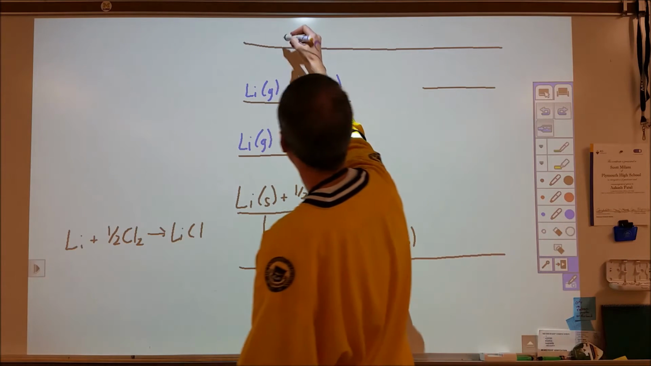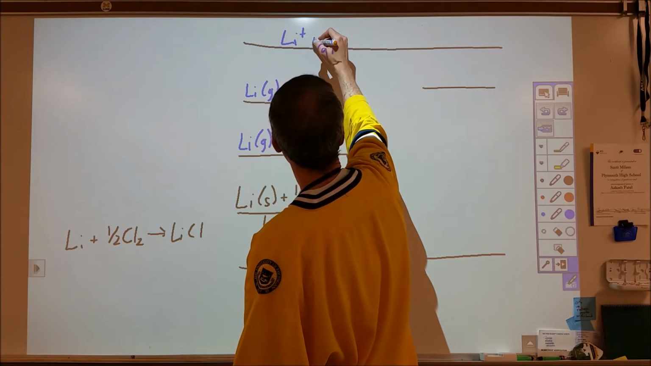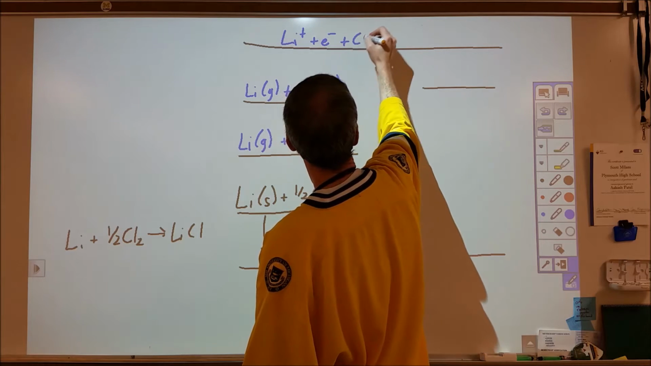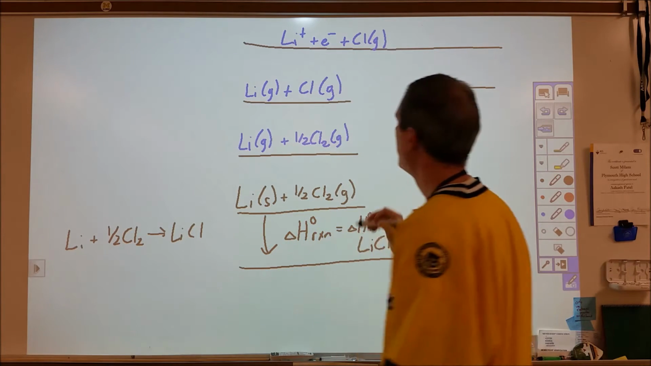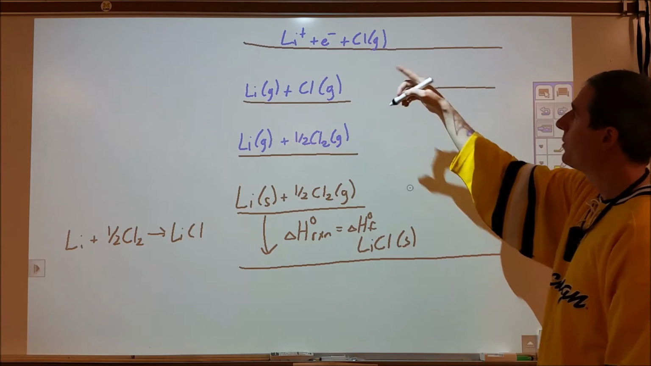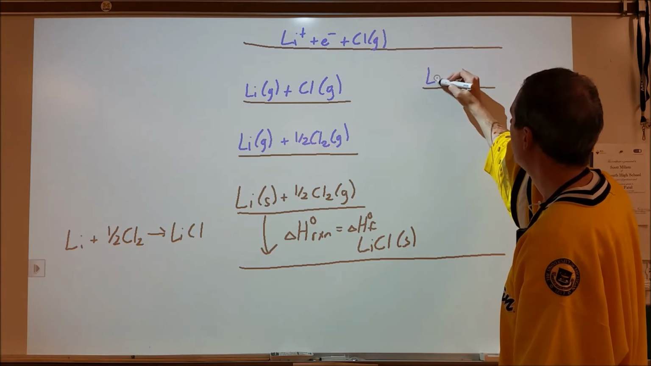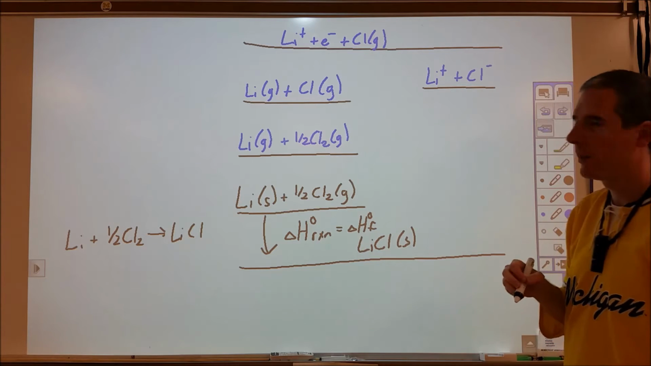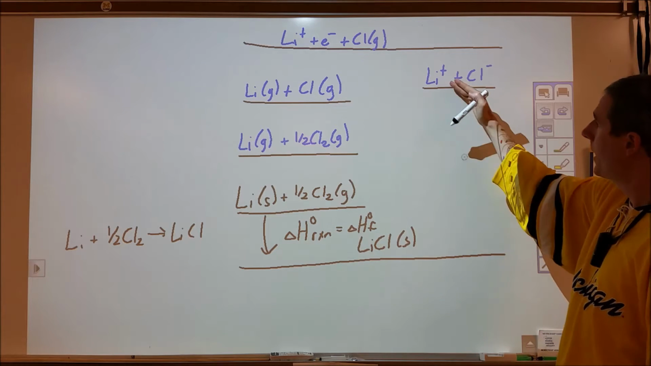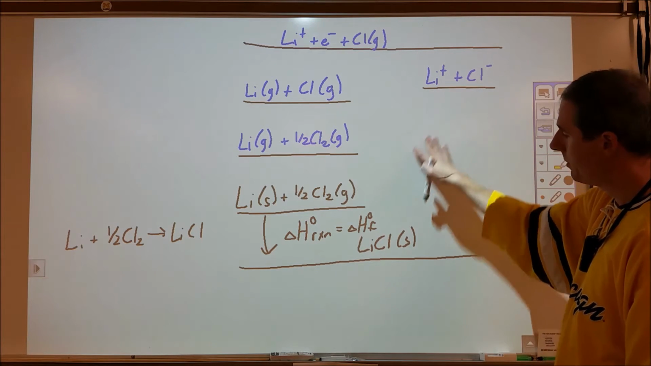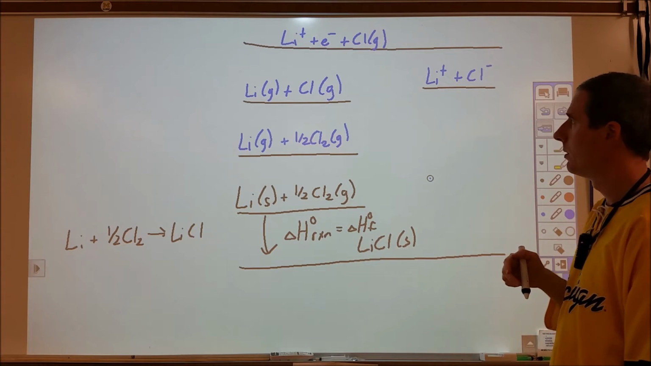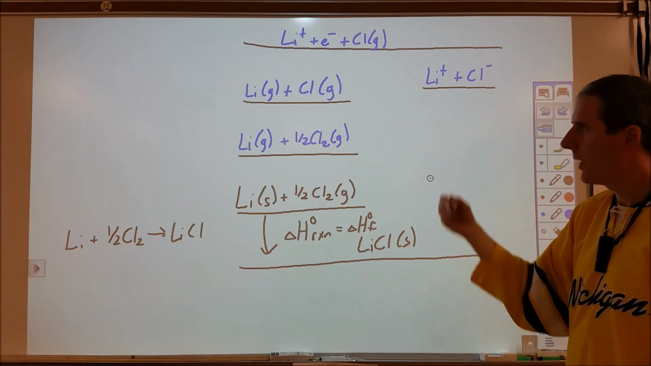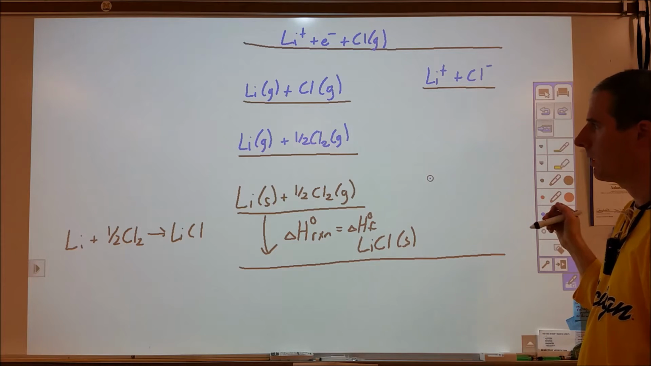You have to ionize an electron from the lithium to form a plasma, and then you have to add the electron to the chlorine to form a lithium chloride plasma. And then the final thing is that these pieces have to come together and form a crystal. So how much energy does each one of these steps take?